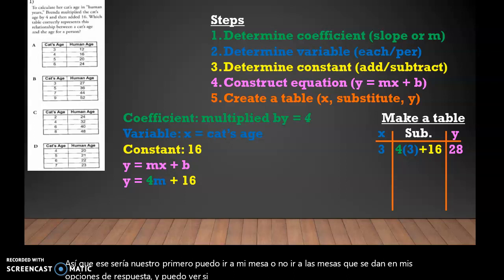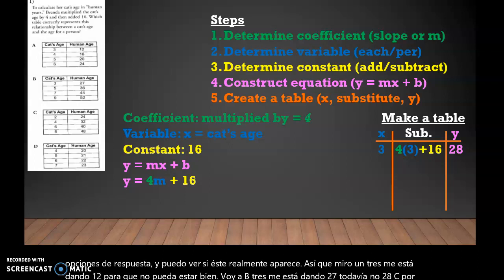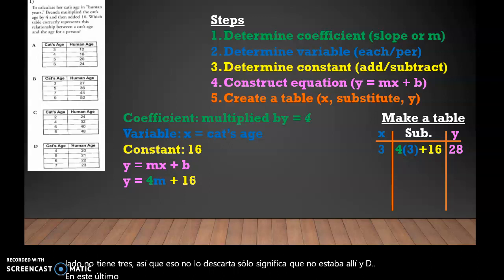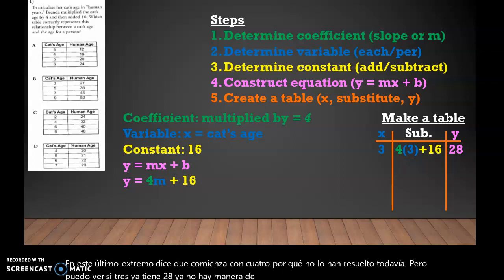So I look at A, 3 is giving me 12, so that can't be right. I go to B, 3 is giving me 27, oh, still not 28. C, on the other hand, doesn't have 3, so that doesn't rule it out, it just means, well, it's not there. And D, on the latter end, says that it starts with 4. Well, I haven't solved it yet, but I can see if 3 is already 28, there's no way that 4 can give me 20, right? But I can keep going just in case.